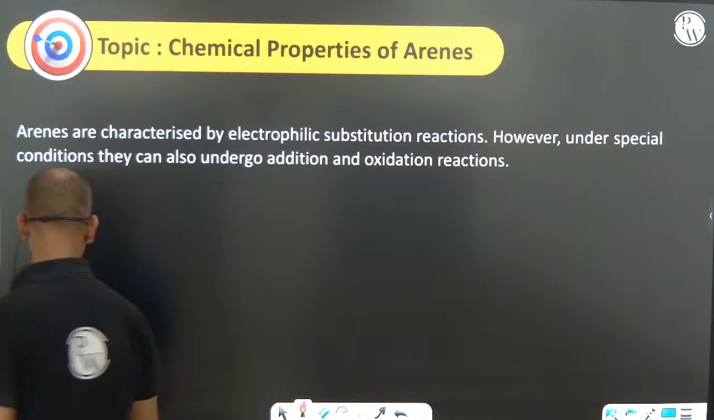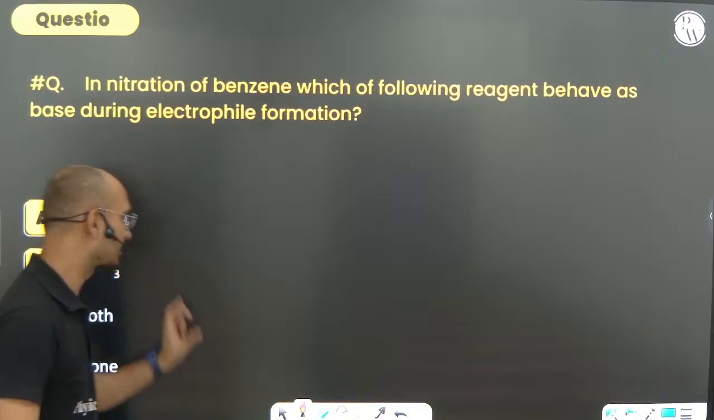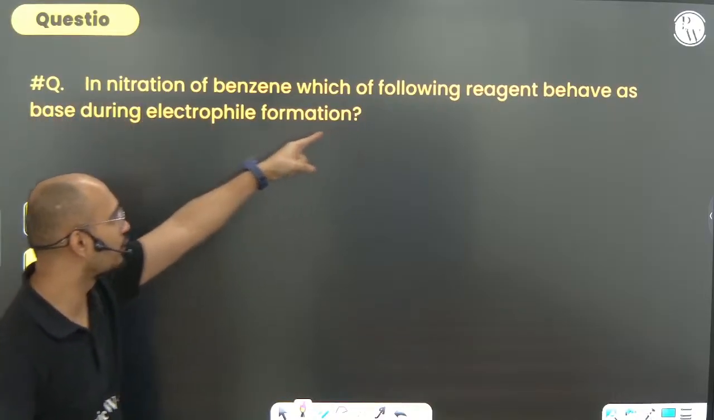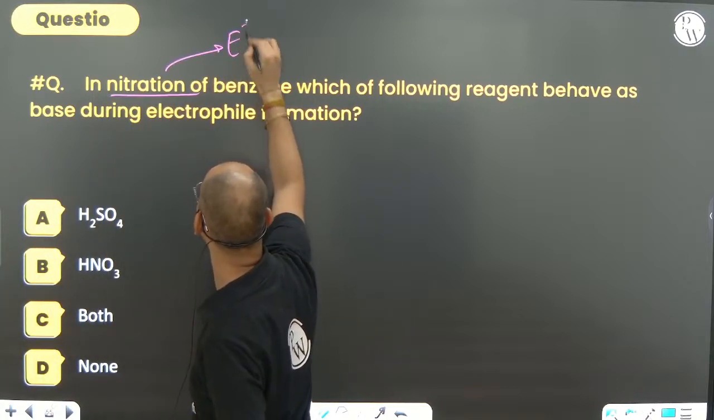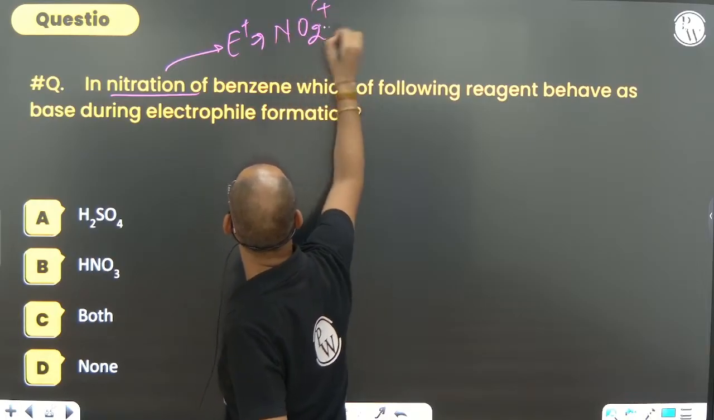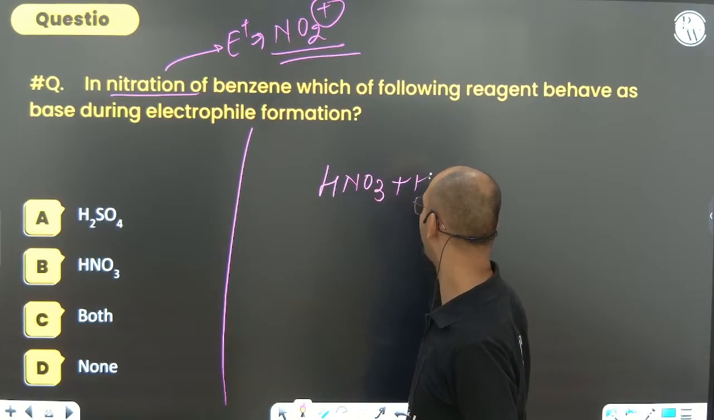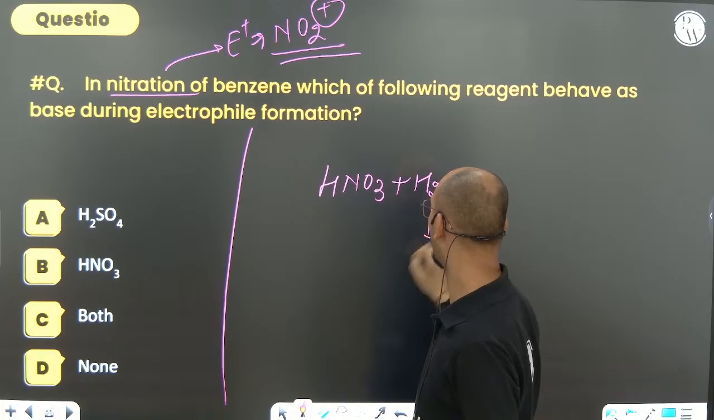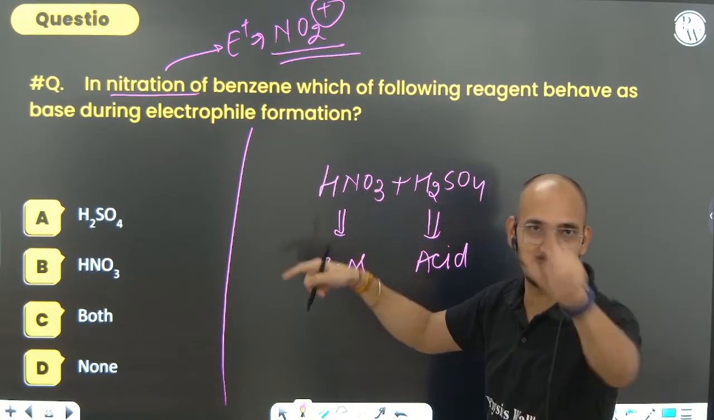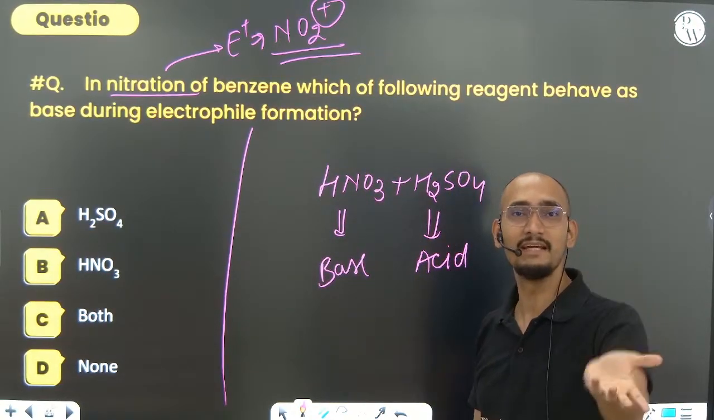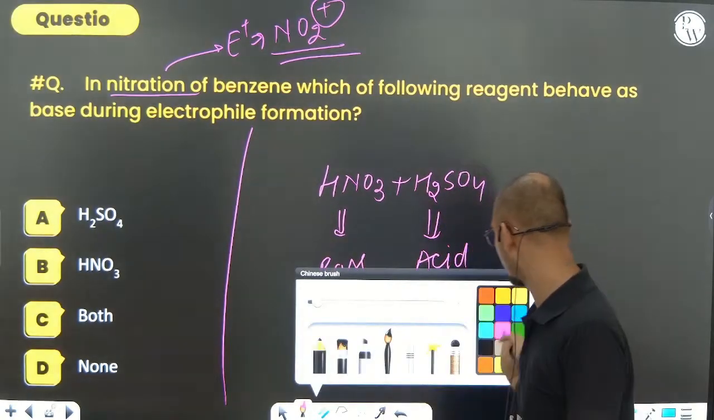Chemical properties of arenes, directly I am telling you, it gives the electrophilic aromatic substitution reaction. Now in nitration of benzene, which of the following reagents behaves as a base during the formation of the electrophile? Always remember, in nitration, what is the electrophile we use? We use NO2 plus. How does this NO2 plus form? When HNO3 reacts with H2SO4. H2SO4 being more acidic, it will act as the acid, then HNO3 has to act as base. You will say, sir, HNO3 is an acid. It is an acid only until it is not facing a stronger acid, because H2SO4 is a stronger acid, so HNO3 will act as the base.